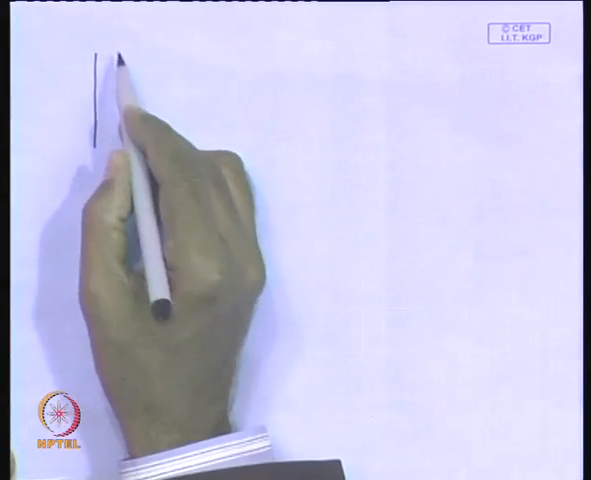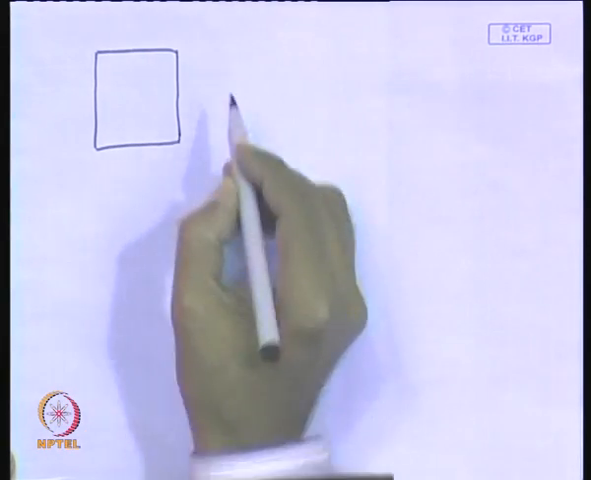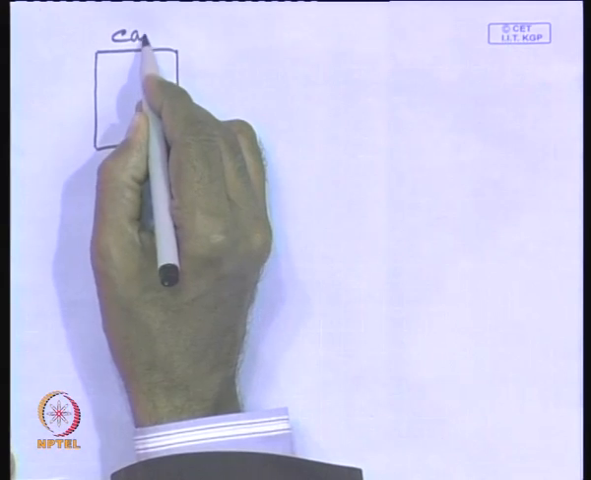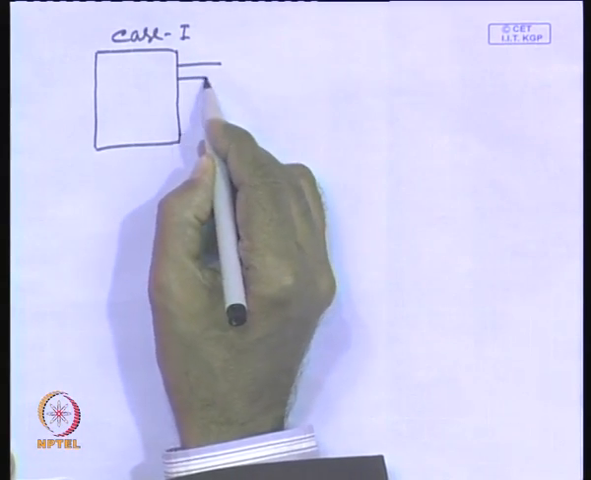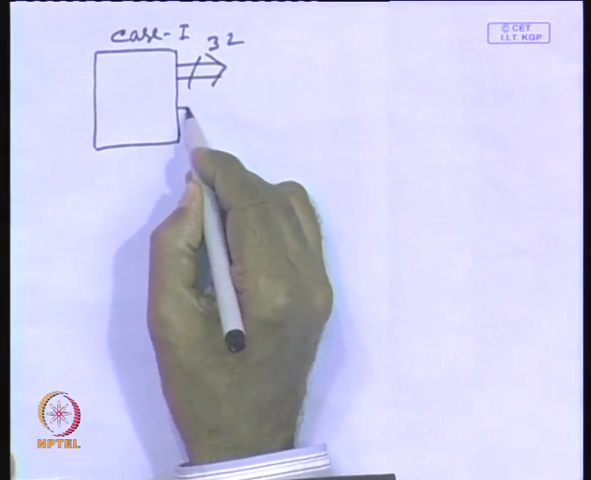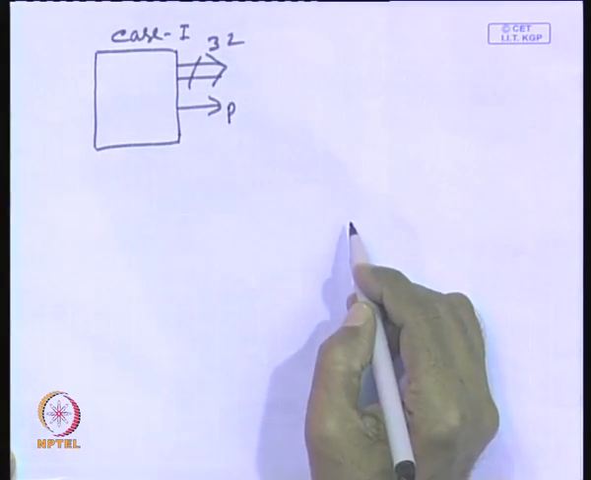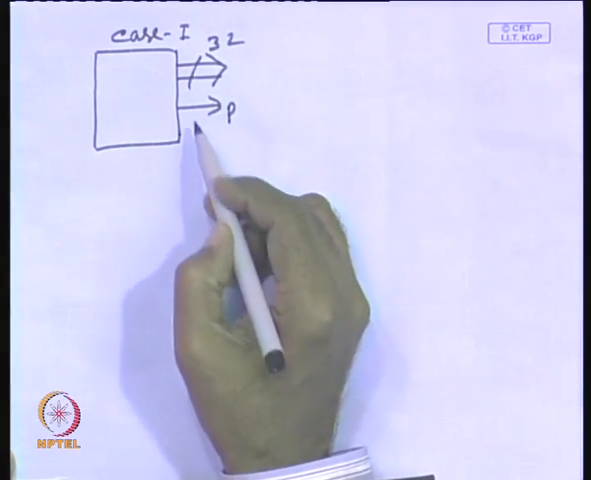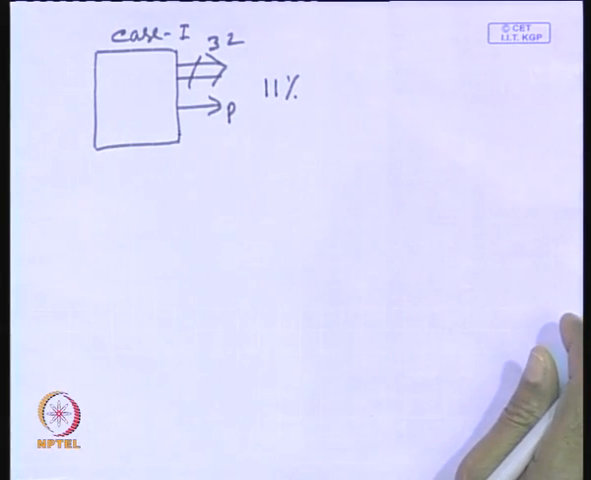What is the trade off? Suppose you are sending 32 bits. Case 1, say you can send 32 bits including one parity bit P. In this case you will have a reduction of about 11% in switching activity.